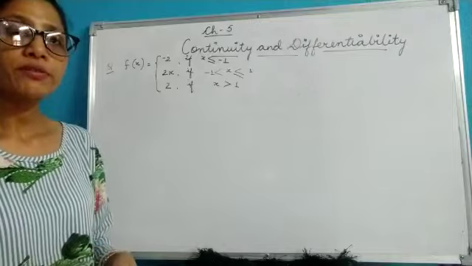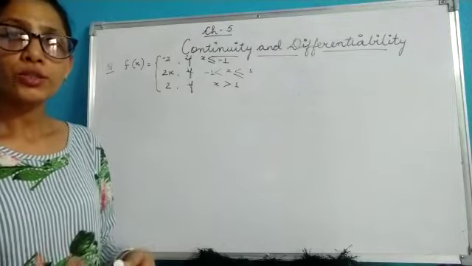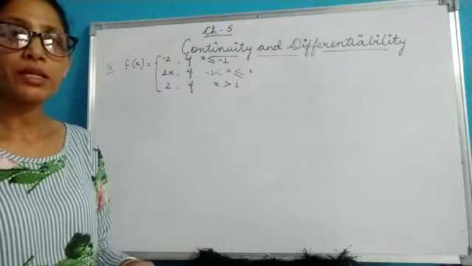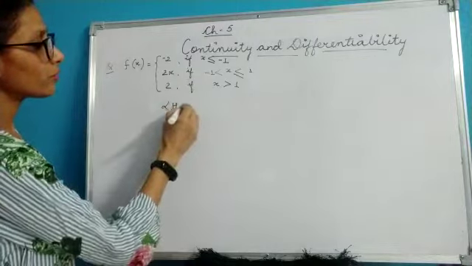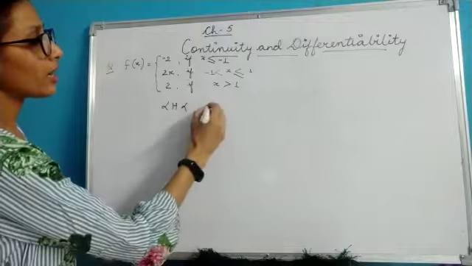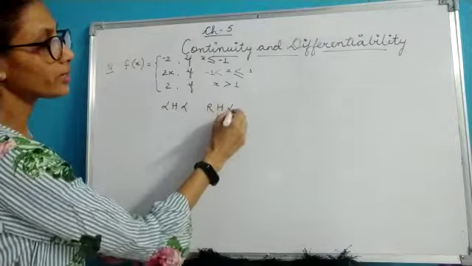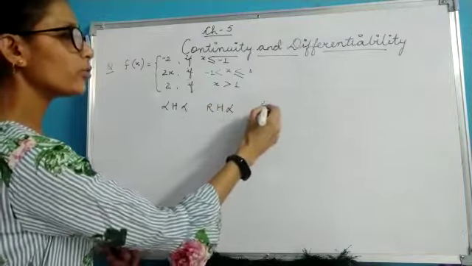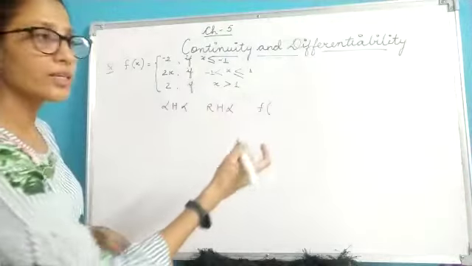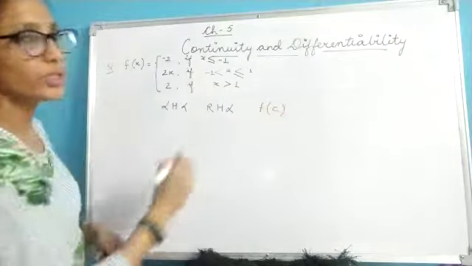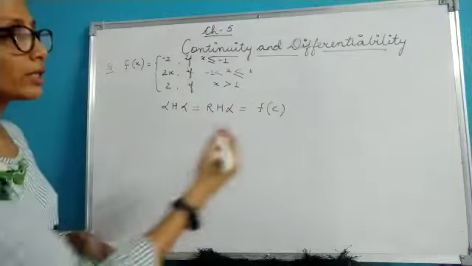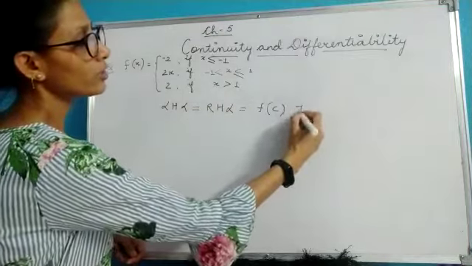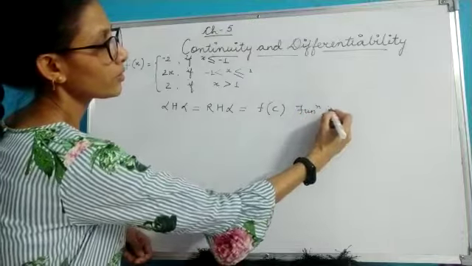Children, whenever we want to prove continuity of a function mathematically, then we need to see the LHL, which is the left hand limit, the RHL, which is the right hand limit, and the value of the function at the given point. Say the given point is c. If all of these come out to be equal, then we can say the function is continuous.